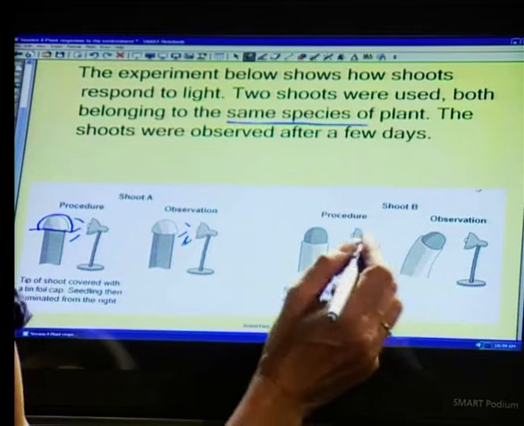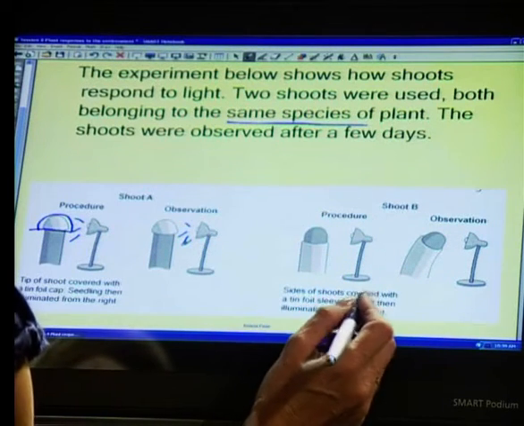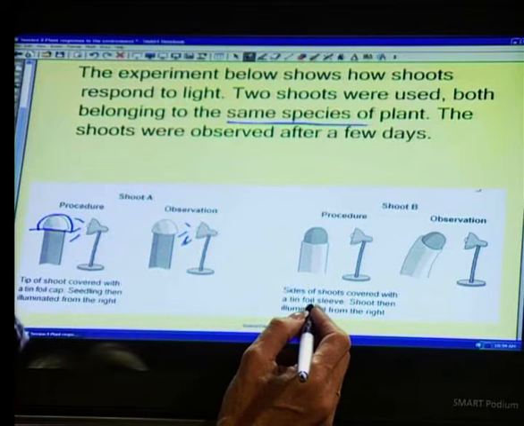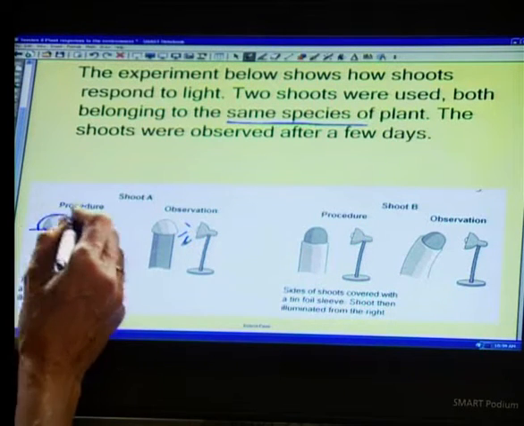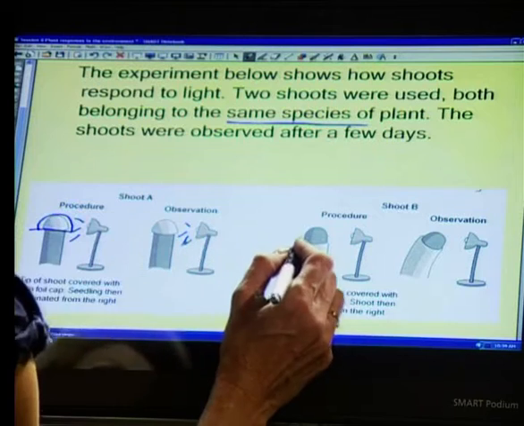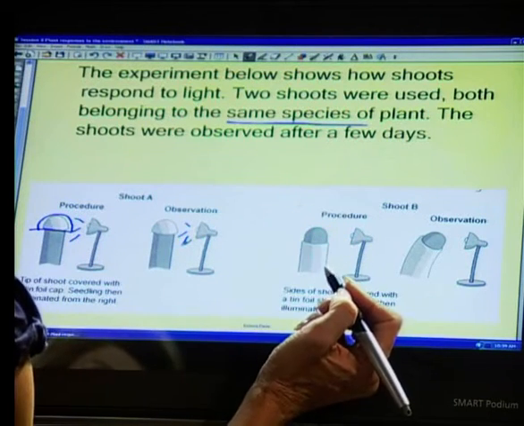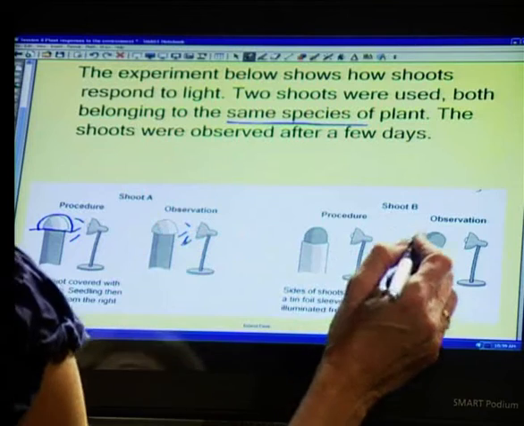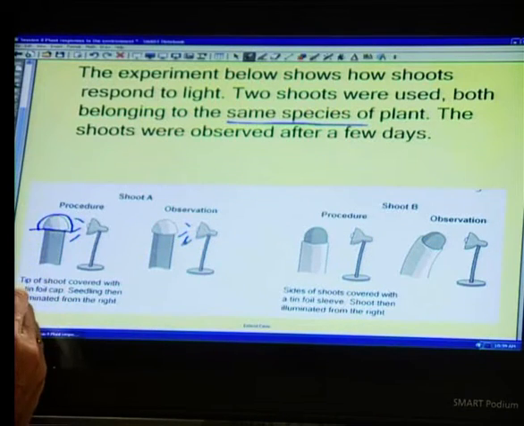With shoot B, the procedure was that the sides of the shoot are covered with tinfoil, and the shoot is illuminated. So here we've put tinfoil across the top, and here we've put tinfoil all around the bottom, but we've left the tip exposed, and look, it grows towards the light. We knew that was going to happen anyway.